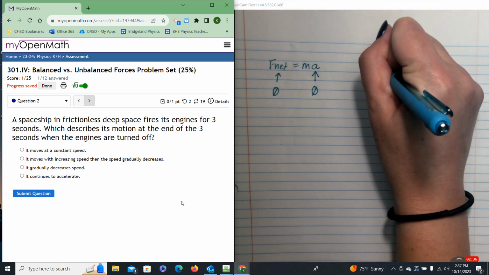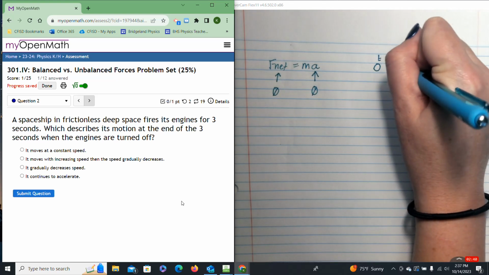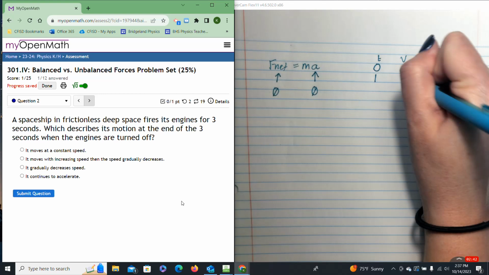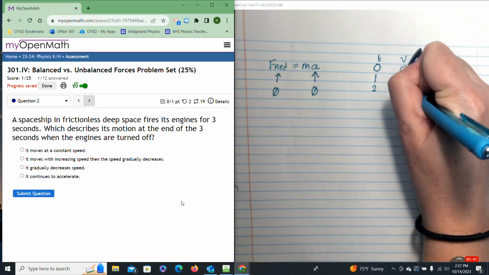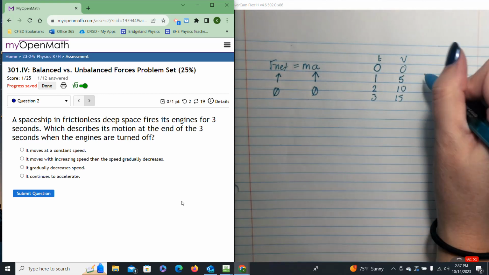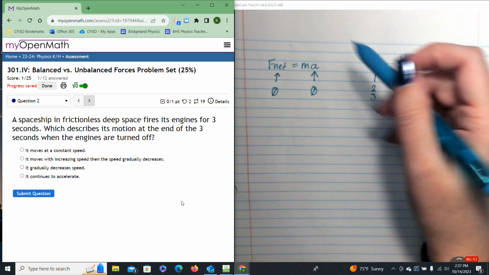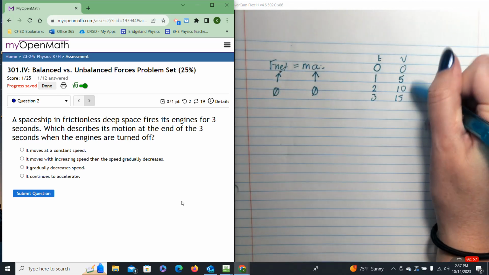If it started at rest and you turned on the engines, okay, so velocity at time 0 is 0. You turn on the engines, after 1 second, maybe it's going 5 meters per second. After 2 seconds, maybe it's 10. After 3 seconds, maybe it's 15. So long as you are applying a force and you have a net force, acceleration is going to happen. This change is going to happen.